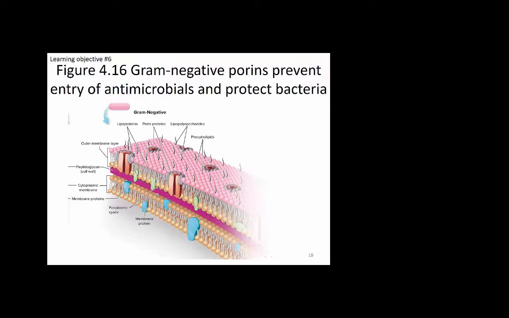Because the gram-negative cell envelope has extra layers in comparison to the gram-positive cell envelope and porin proteins, gram-negative bacteria are difficult to treat with antimicrobial drugs because the antimicrobial drug has difficulty entering the interior space of the cell due to extra layers and the porin proteins.